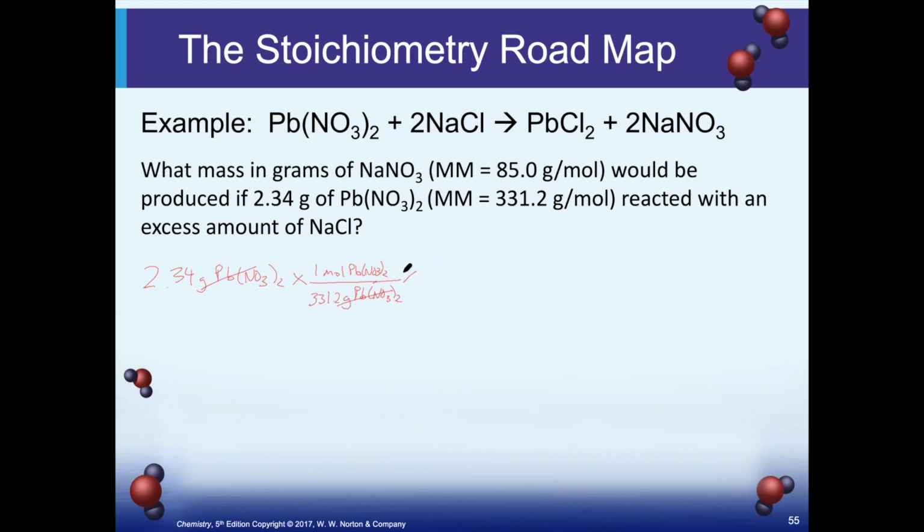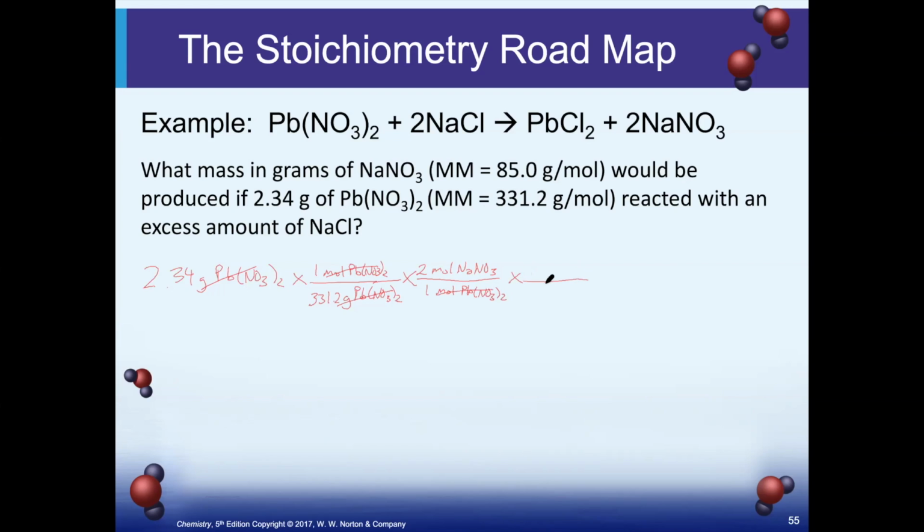But I don't care about moles of lead nitrate. What the question is asking about is the mass of the sodium nitrate. So I need to stop talking about this and start talking about this. And so that's where the mole ratio comes into place. That's the actual stoichiometry of it. And so the reaction tells me that I produce 2 moles of sodium nitrate for every 1 mole of lead nitrate consumed. Okay, so now that means that my units of moles of lead nitrate cancel.